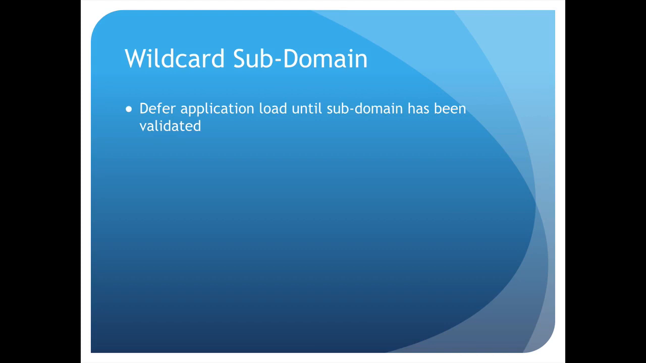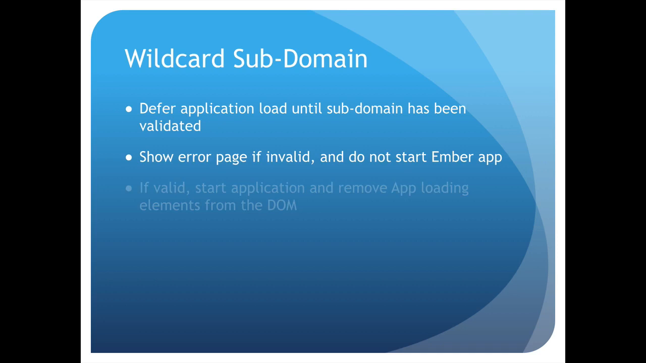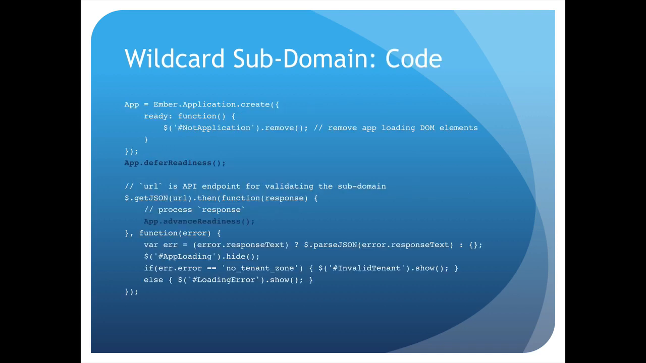So what I was trying to do before was load up the application, but get it not to do loads of stuff until the tenant had resolved, and then basically show an error page if invalid or start up the app if it is valid. So it's really easy. Someone mentioned these methods called defer readiness and advance readiness. I don't know whether people know about those, but that made it really simple. So what you do is you fire up the application, but you immediately tell it to defer readiness.